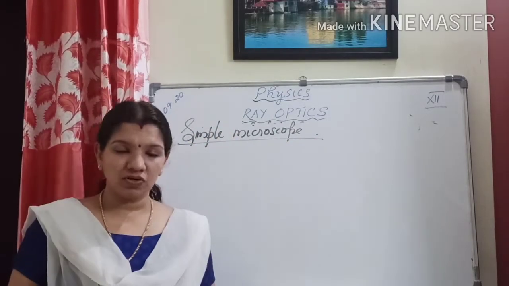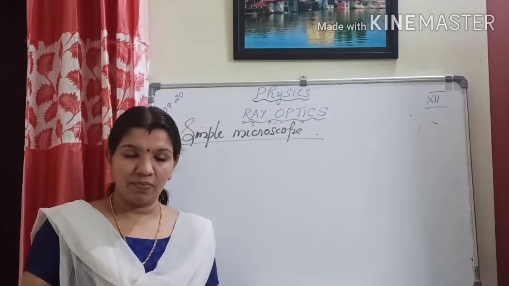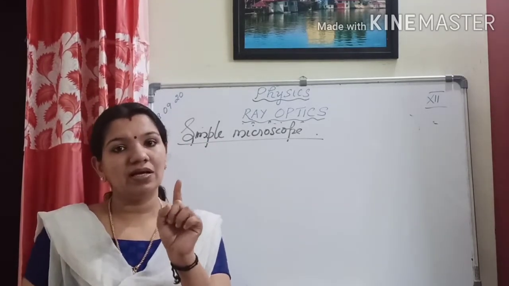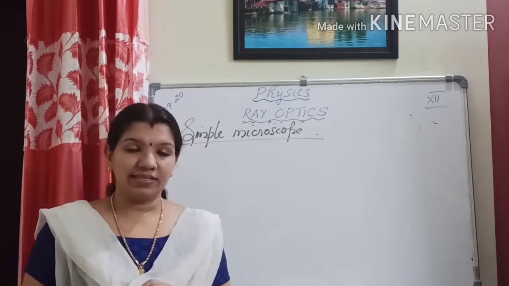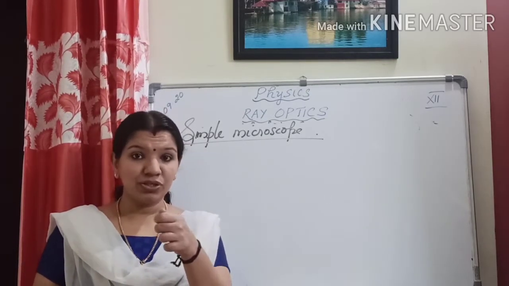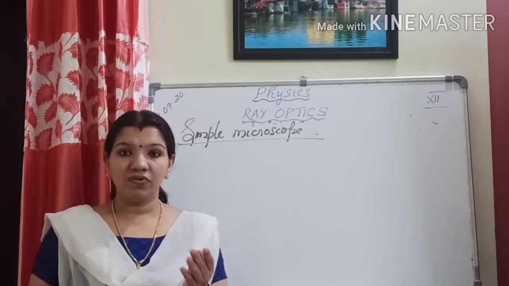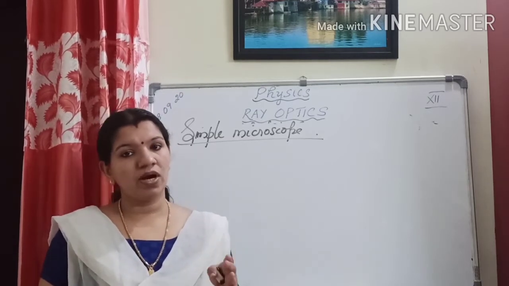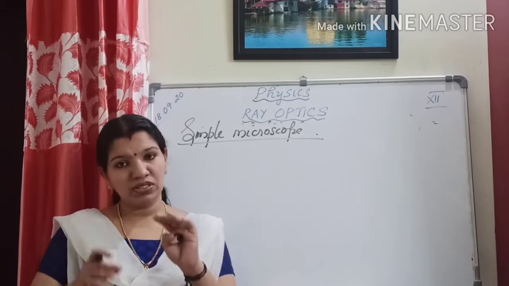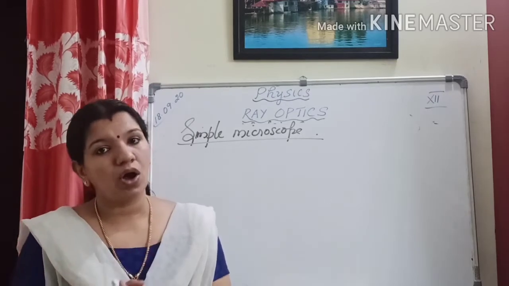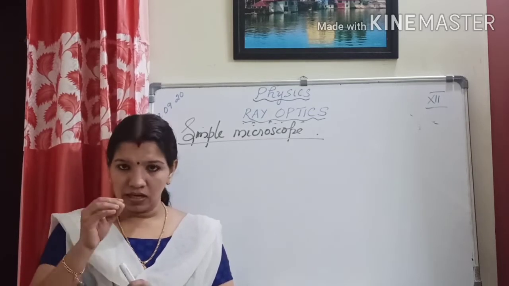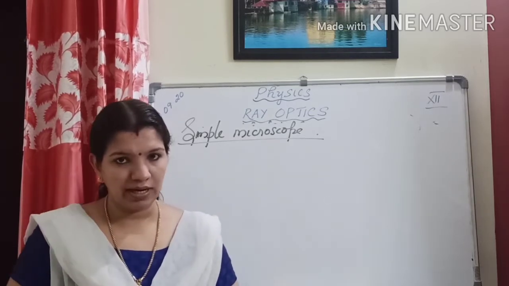So simple microscope means it is an optical instrument. It is said to be simple as it consists of only a single convex lens. The thing that you are using in the lab, have you seen that? As a magnifying glass. That is what is called a simple microscope. So it consists of only a single convex lens of small focal length. Understand? Single convex lens of small focal length.